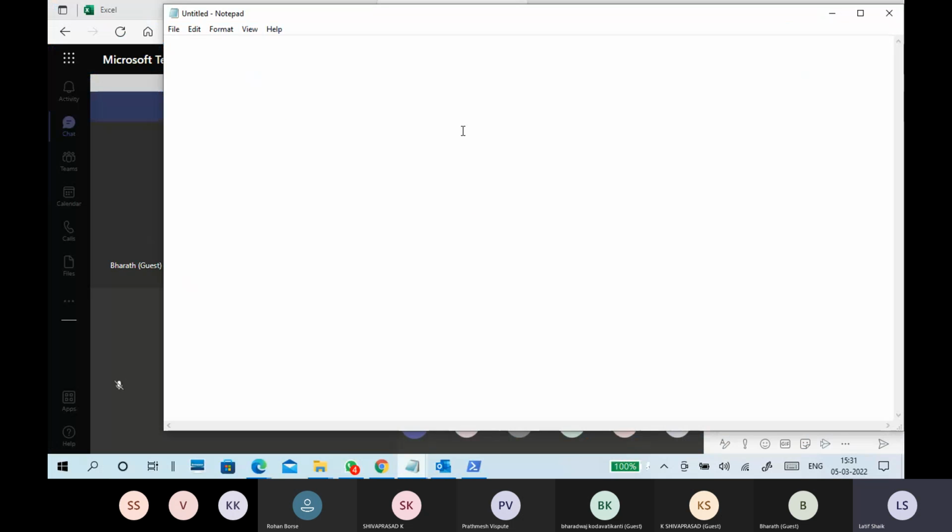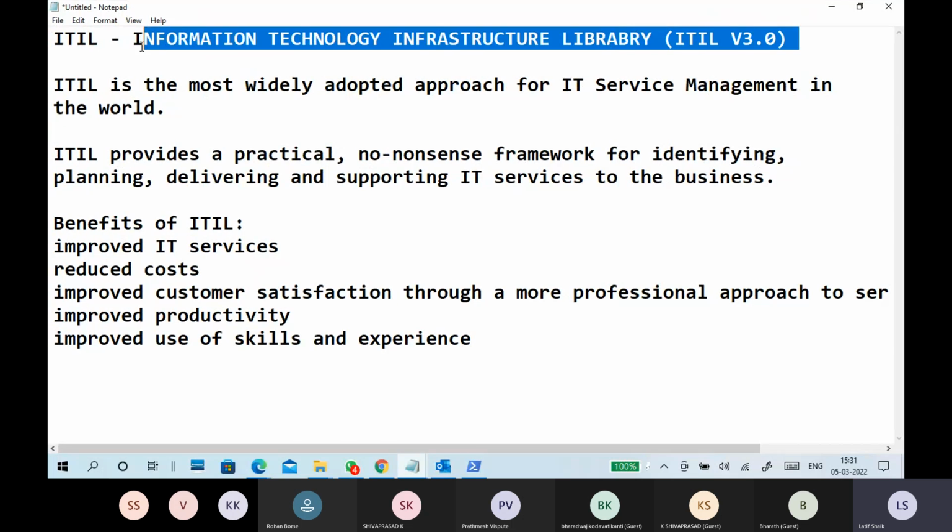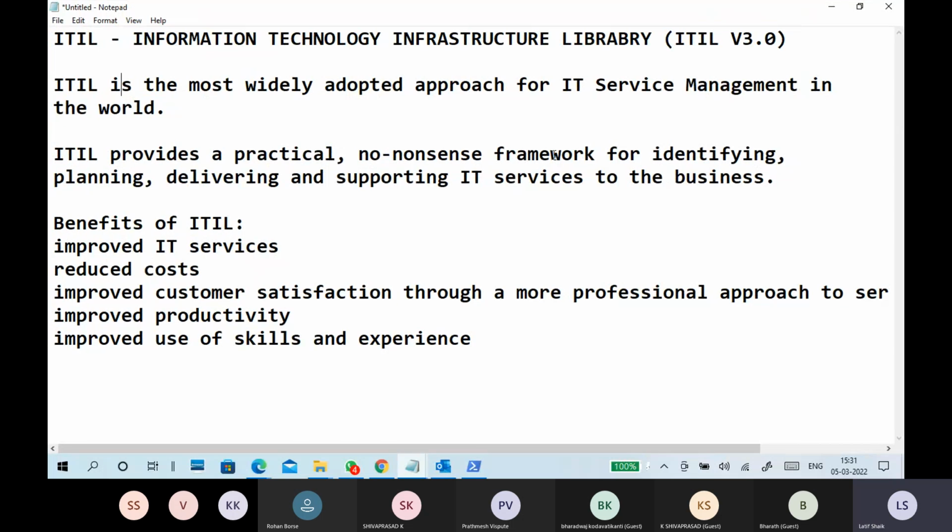Guys, this is the ITIL version 3. The current newly released version is version 4. Version 4 gives importance to value creation for the customer. So that's one more point. It is different, but version 3 is the older one that is still in the market, and we are still using it. Version 2 and version 3 are more popular than version 4.